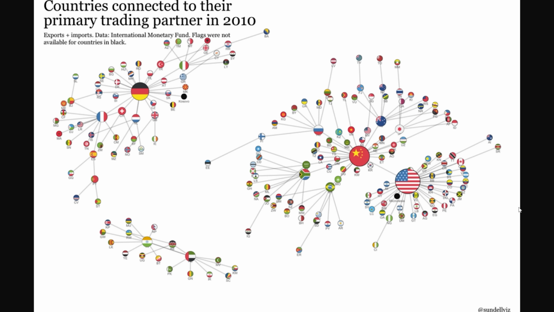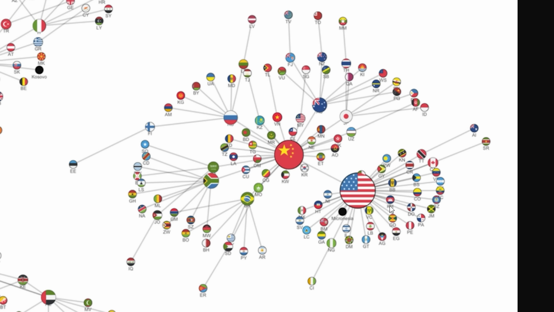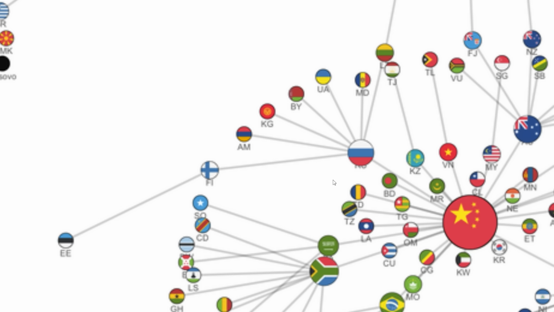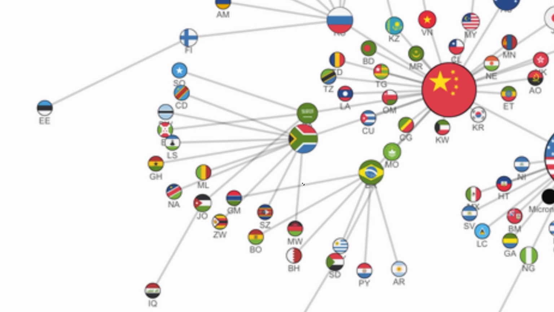20 years later, and China has their own galaxy going on. They are connected to the US, but it seems like they have a lot more planets. Interesting to see Tonga's primary trading partner is New Zealand, and Latvia's is Lithuania. Of course, Russia still has their friends from the former Soviet states. South Africa and Brazil doing well.